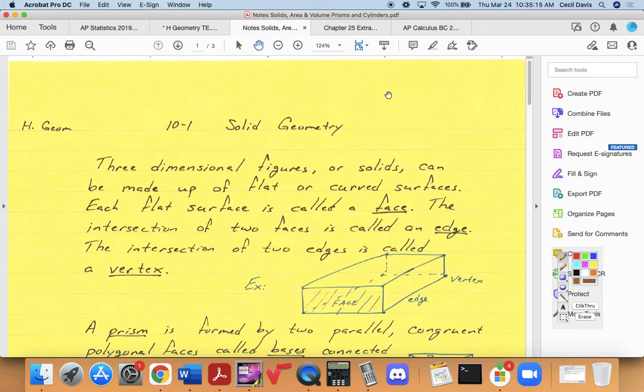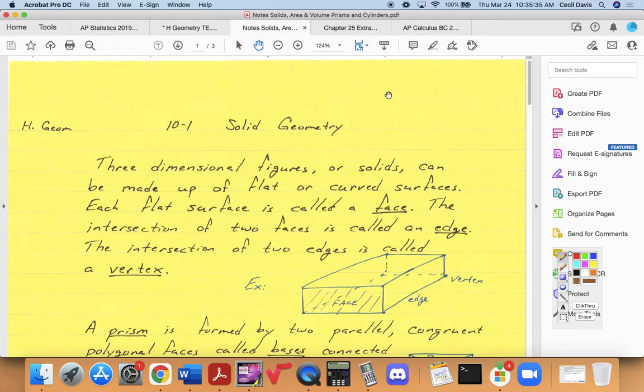Today we're going to start solid geometry, that is three-dimensional shapes. So three-dimensional figures, or solids, can be made up of flat or curved surfaces, either one. But it's got to be some sort of surface. Each flat surface is called a face.